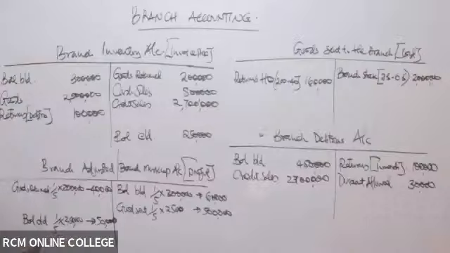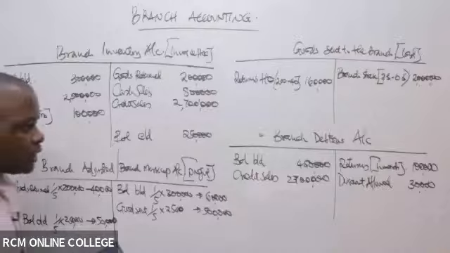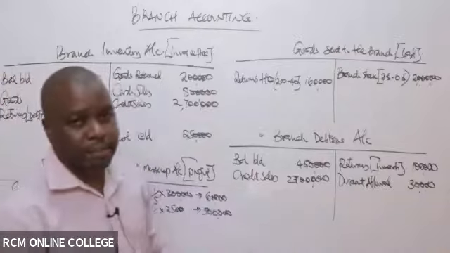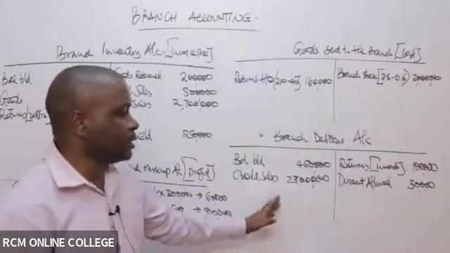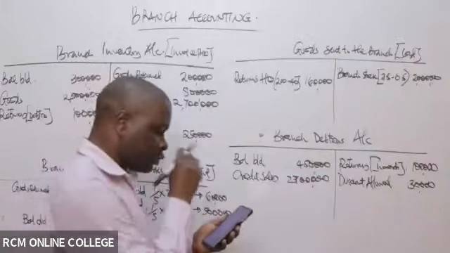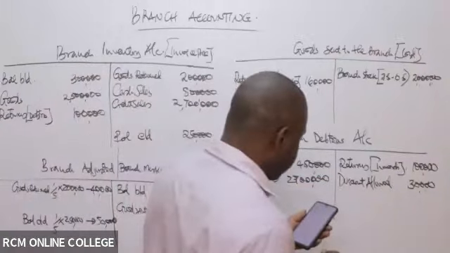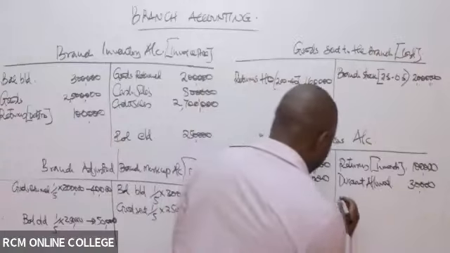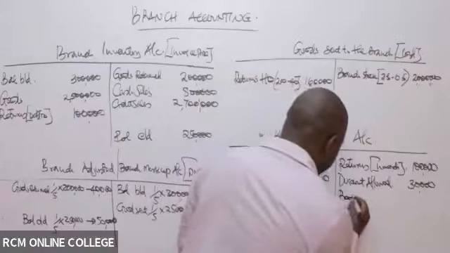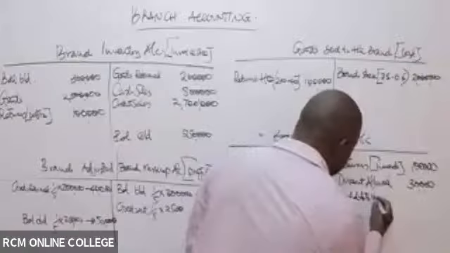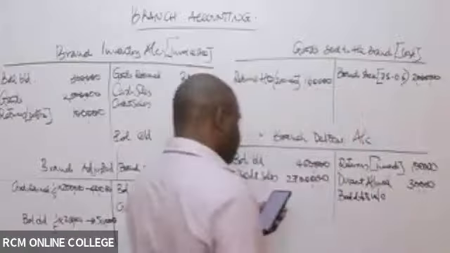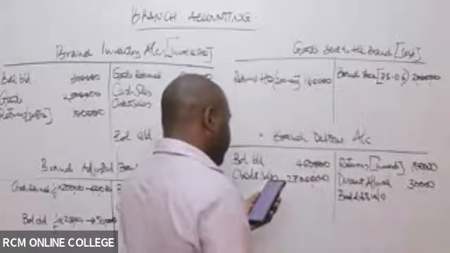Then, bad debts written off. So when you write off debtors, you reduce the debtors amount. So when debtors reduce, you credit. So they had to write off some debtors here. Bad debts written off was an amount of 20,000.